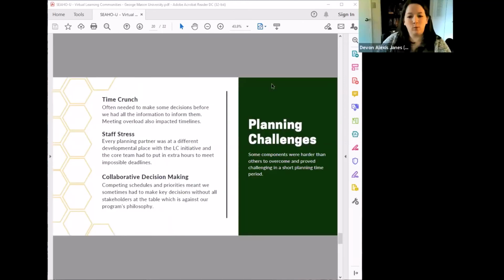I get the less fun one to talk about, our planning challenges. As I hope that we have emphasized, it was quite a time crunch to do what we did. We often had to make decisions without having all of our information to inform them. This team is very much about planning and looking at pros and cons and mapping best options, and we just did not have the time to do that. So we had to trust our gut in a lot of places and move forward.